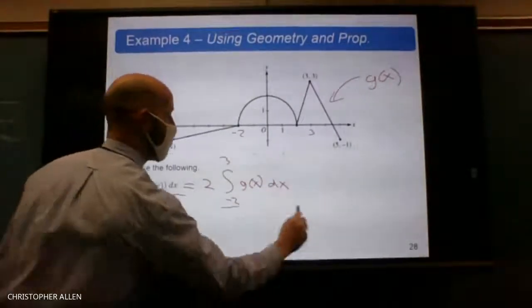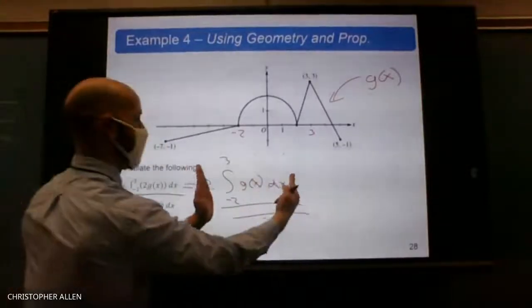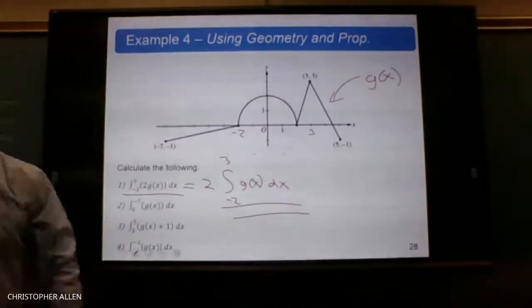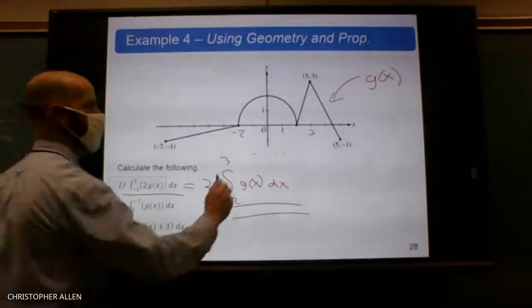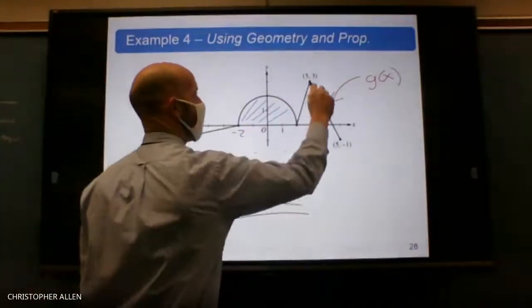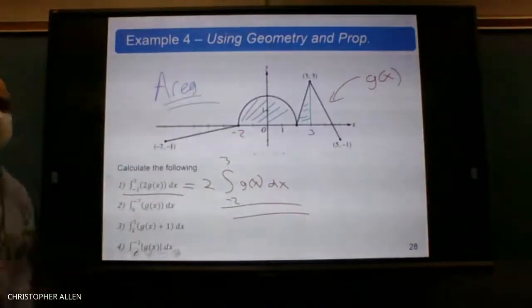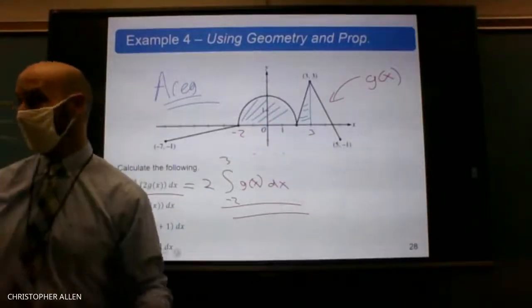Now, here's my question. How do I calculate this based on this graph? Notice they didn't tell us what the function is. They just gave us a graph. Well, what does the definite integral do? It's all about area, isn't it? What's this shape? It's half of a circle.